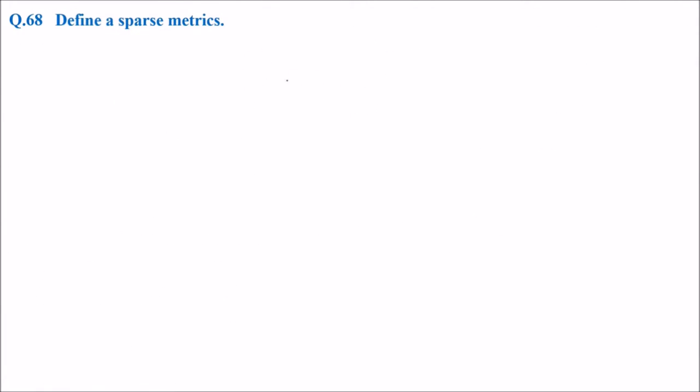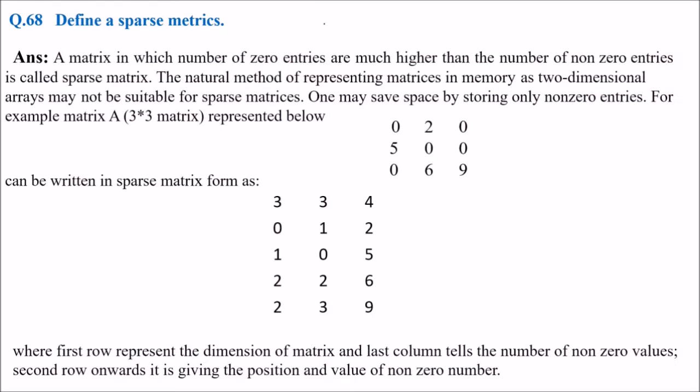Define sparse matrix. What is a sparse matrix? A matrix in which the number of zero entries is higher than the number of non-zero entries is called a sparse matrix. Let us take this example. How many zeros are there? 1, 2, 3, 4, 5. In 9 entries, we have 5 zeros.